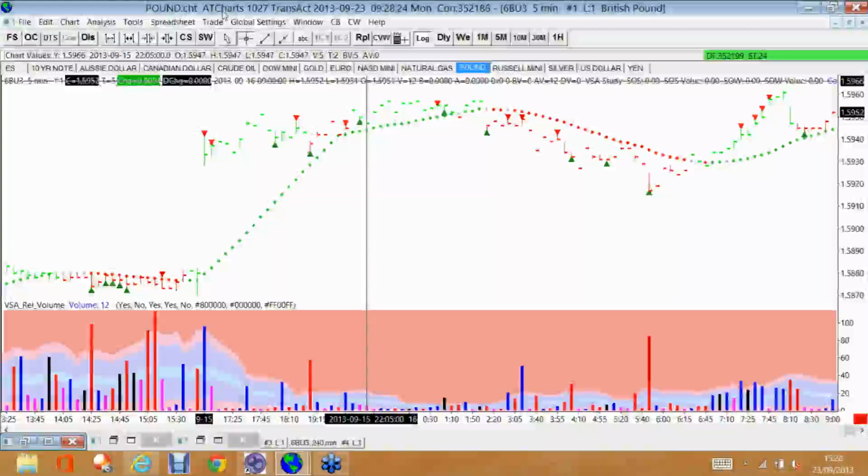I think initially it's certainly not acting strong, but it's not going anywhere at the moment. So I need to see an increase in volume and a breakdown through this support level here. That's what we're looking for.